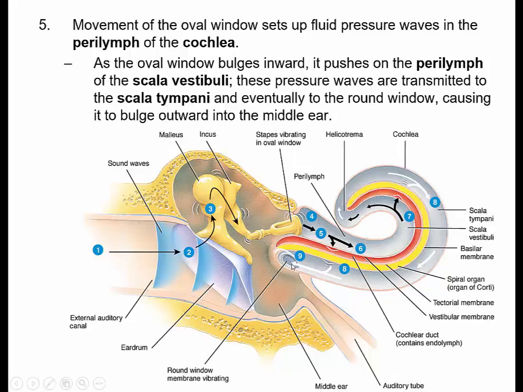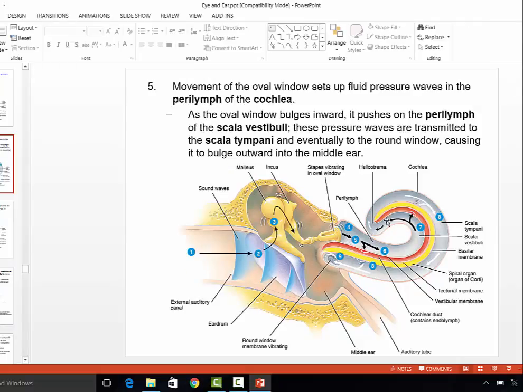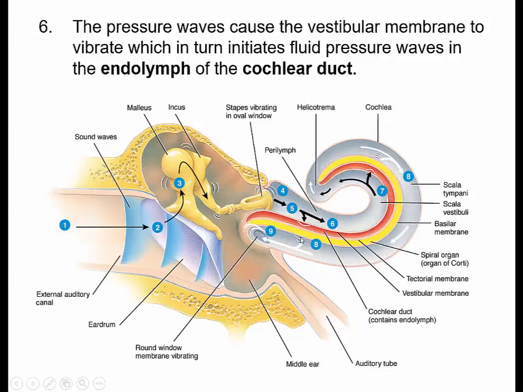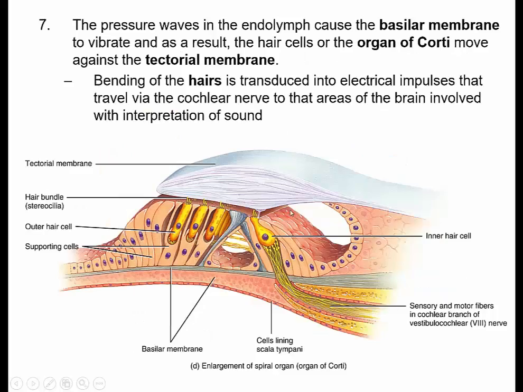The round window is going to move out, so those pressure waves move through this cochlea and then they push out on the round window. And they're going to vibrate the various areas of the cochlea, or the organ of Corti, causing those hair cells to move up and down to give you the various frequencies. The pressure waves in the endolymph cause the basilar membrane, which is shown here, to move up and down, and that results in the hair cells of this organ of Corti moving against the tectorial membrane. Bending the hairs is transduced into electrical impulses, or action potentials, that are going to travel via this cochlear nerve to the area of the brain involved in interpretation of sound, the temporal lobe.